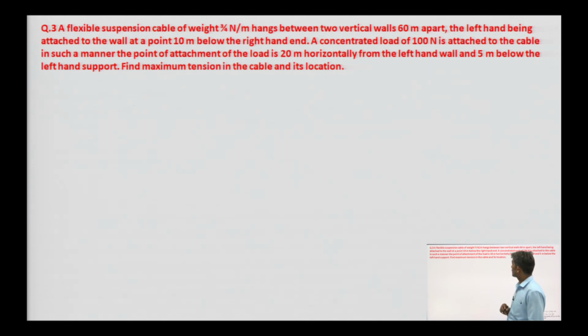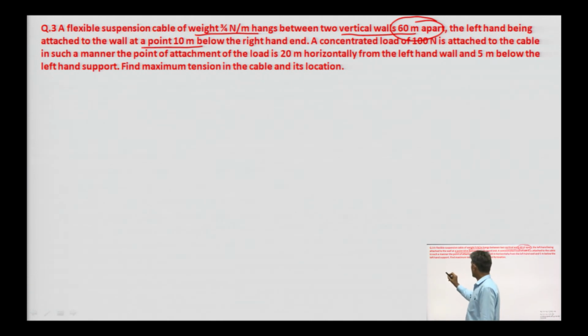Okay. This question: a flexible suspension cable of weight 3 by 4 Newton per meter hangs between vertical walls 60 meter apart. The left hand end is attached to the wall at a point 10 meter below the right hand end, and what it means is that the cable ends are at different elevations.